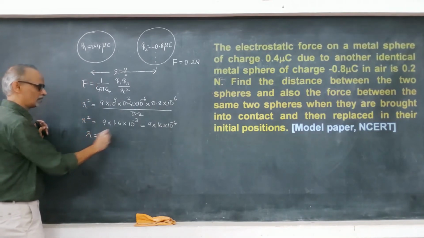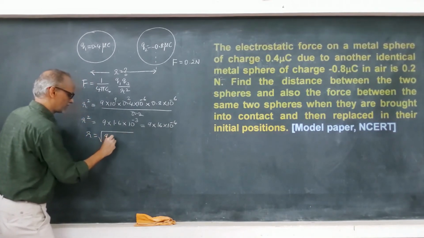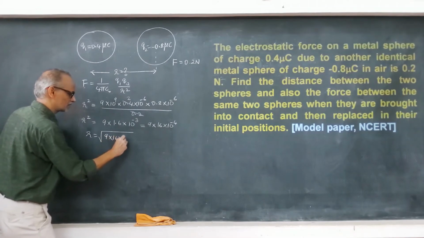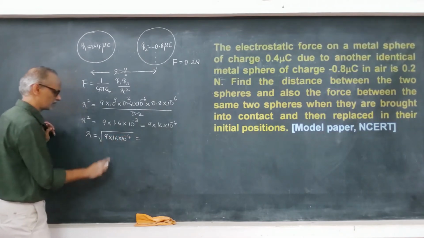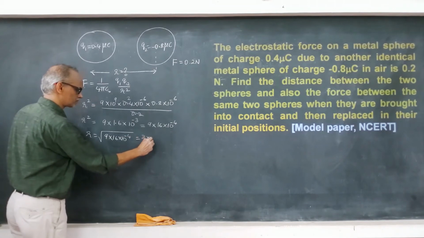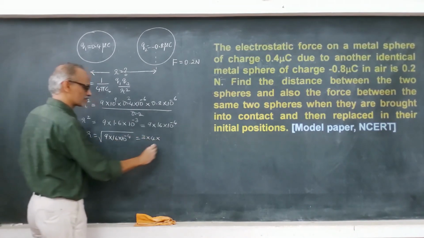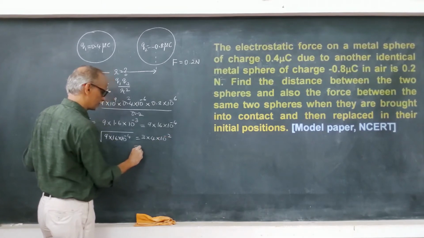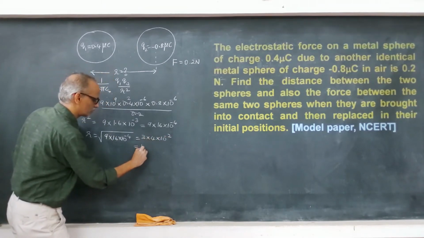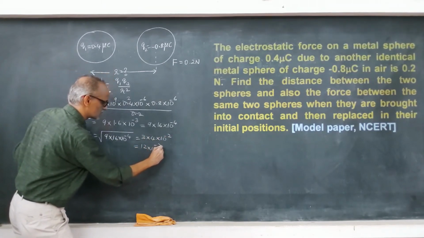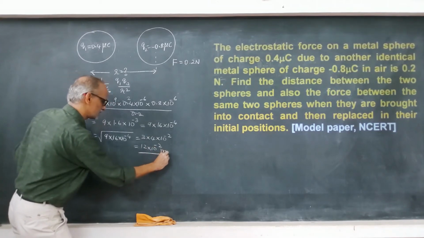Okay. Now what's r? Take the root of 9 into 16 into 10 to the power minus 4. Very simple. Root 9 is 3. Root 16 is 4. Root of 10 to the power minus 4 is 10 to the power minus 2. Correct? Okay. That's 4 times 3, 12 into 10 to the power minus 2 meter is the answer.